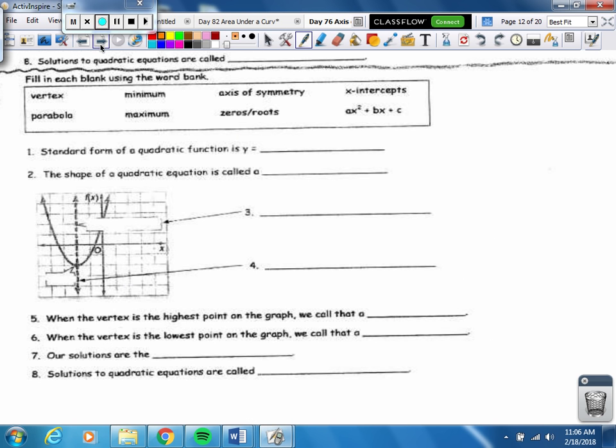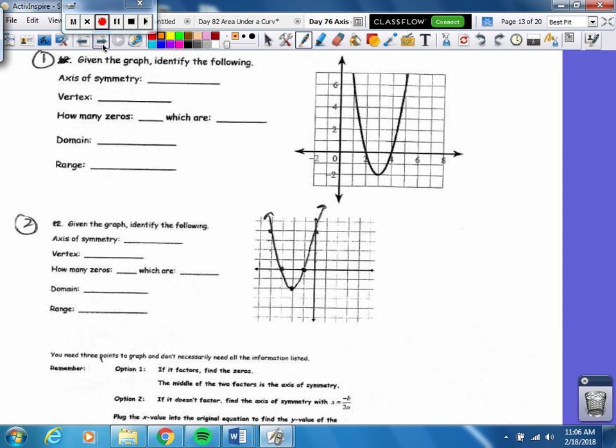So try and do this one. Ready, set, pause. All right, it was the same thing. Hopefully you got that. If you didn't, raise your hand. Here we go. Now we're going to look at some parabolas and see if we can get it. I do 1, you do 1.